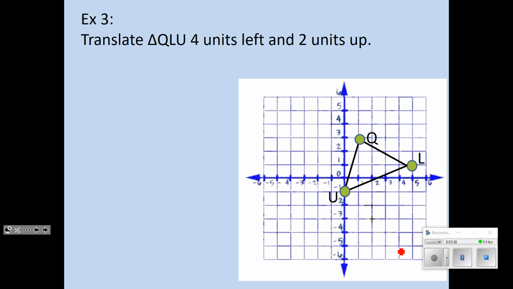For our final example, translate triangle QLU 4 units left and 2 units up. So you already have the image, and it's in green. So let's translate 1 point at a time. So we're going to go 4 left, 2 up. So if we go 4 left, 1, 2, 3, 4, and 2 up, 1, 2, that's a point. Do that with the other points.